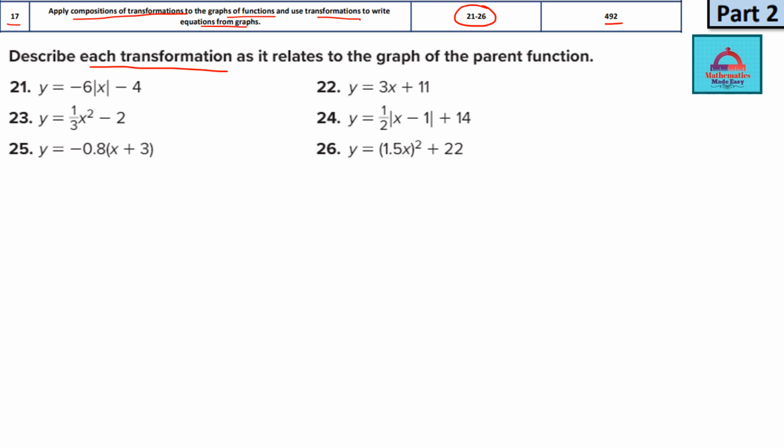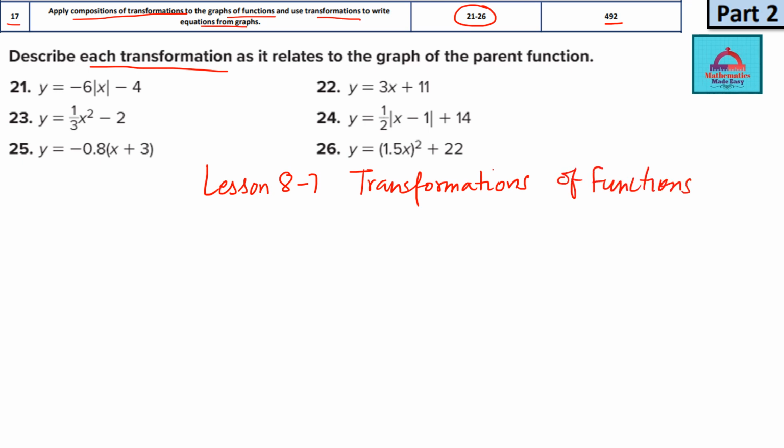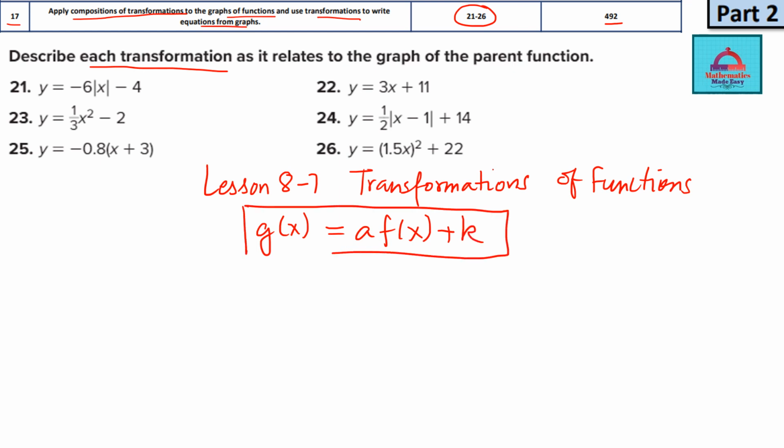Before we solve each question and describe the transformation as it relates to the graph of the parent function, I would like to give you some key concepts for this lesson. This was actually from your book, lesson 8.7, where you looked at transformations of functions. In this lesson, we have used the concept of parent function and transformation. We have used the equation g(x) = a times f(x) plus k. So for each of these questions, we are going to compare with this equation and then get to the solution.